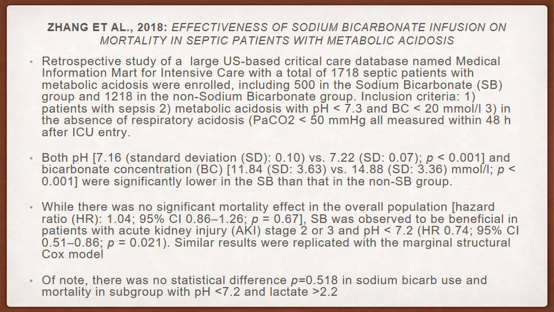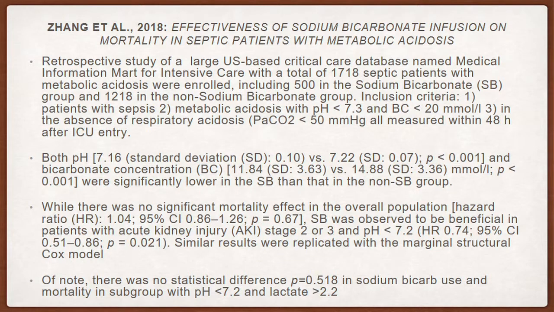The inclusion criteria were that the patients had to have sepsis, a pH less than 7.3, and a bicarbonate level less than 20, as well as absence of respiratory acidosis. Afterwards, they used a statistical tool called propensity scores to account for the baseline differences in the probability of receiving sodium bicarbonate or not, and then they made 500 pairs in order to do this analysis.